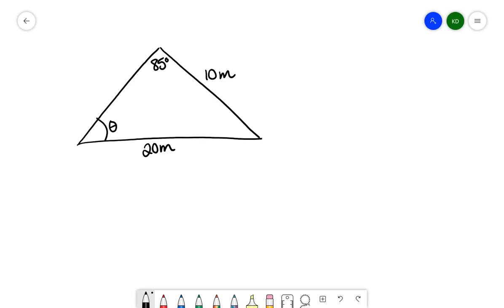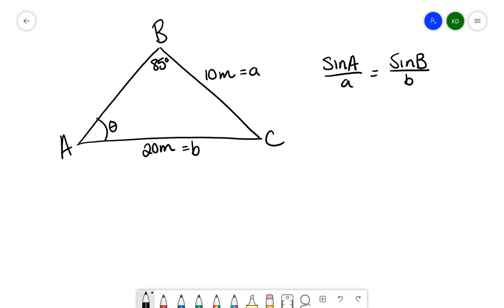What I've been given is an angle and two sides, and I'm looking for the angle in the bottom left as theta. First, let's label this triangle. Let's go ABC, which means that 10 is our lowercase a and 20 would be our lowercase b. Looking at sine law, sine of A over a equals sine of B over b. What we're trying to decide is, do I have enough information to use this? Here I am looking for A, so this is my unknown, but I have side length a, I have angle B, and I have side b. So I have 3 out of 4 pieces of information, which means that I can cross multiply and divide and solve for A. So in this case, I would use sine law.